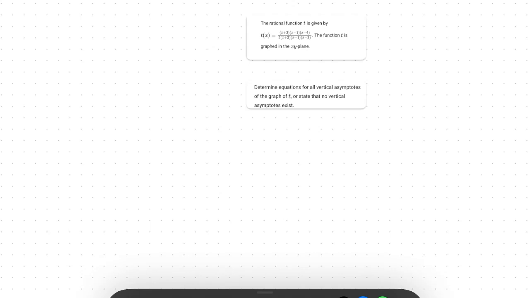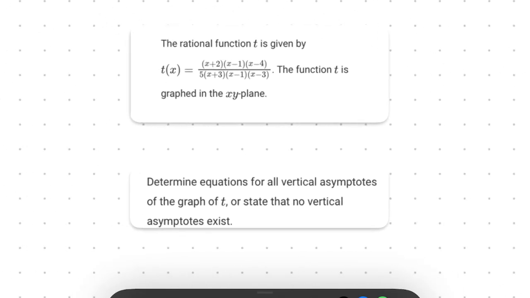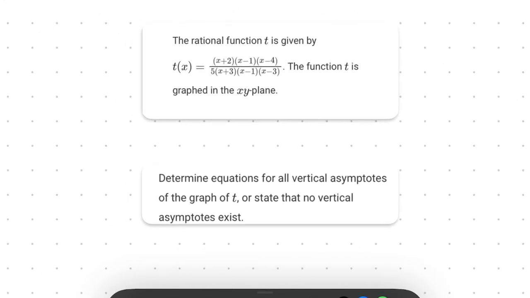So the first question for the non-calculator portion is using the rational function t given by here, where t of x is equal to (x plus 2)(x minus 1)(x minus 4) all over 5 times (x plus 3)(x minus 1)(x minus 3). The function t is graphed in the xy plane. Determine equations for all vertical asymptotes of the graph of t, or state there are no vertical asymptotes that exist.